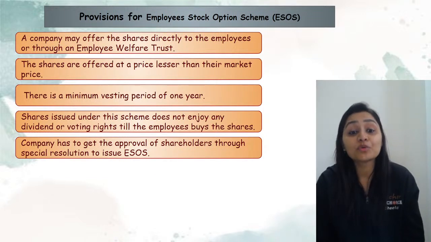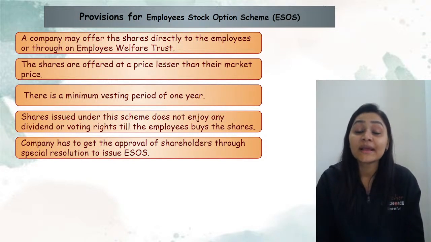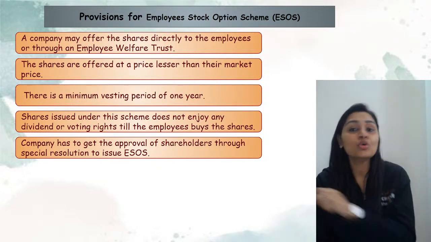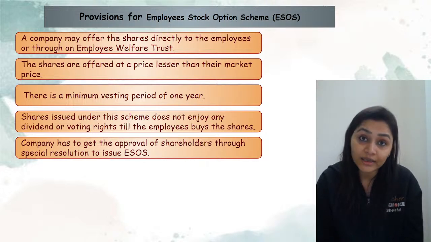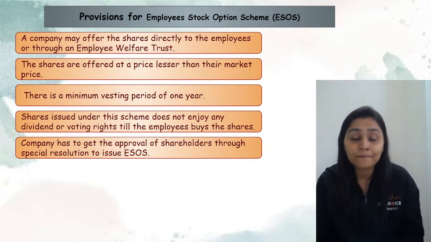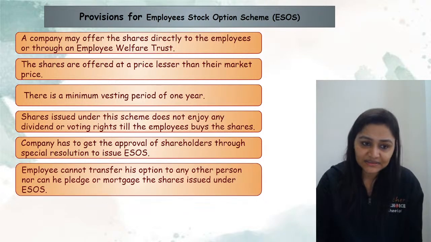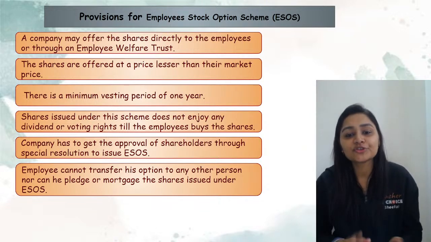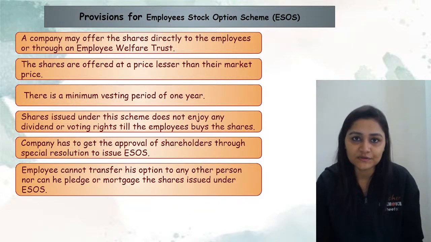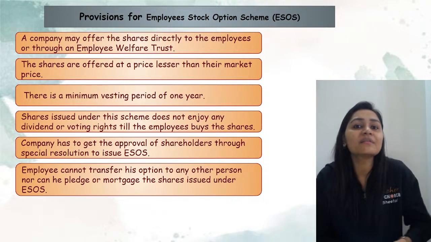Furthermore, the company has to get the approval of the existing shareholders through a special resolution. A resolution will be passed where there will be voting, and if more than 75% of the shareholders agree that okay, ESOS can be allowed, we can execute the employee stock option scheme, only then would it be issued to the existing employees. Next, the employee cannot transfer his option to another person. First condition, cannot transfer to another person. It's not allowed. Second, they cannot pledge or mortgage. Pledge or mortgage means you cannot keep them as collateral.